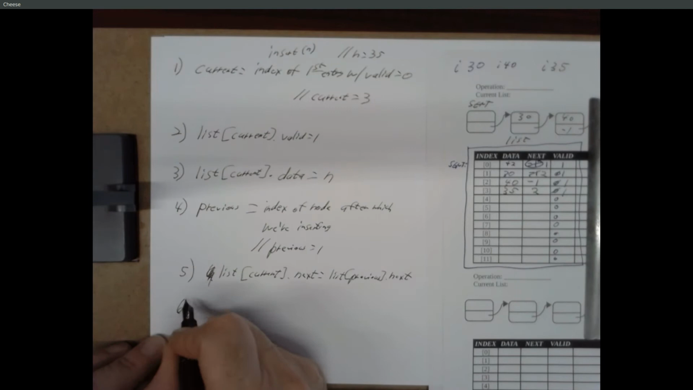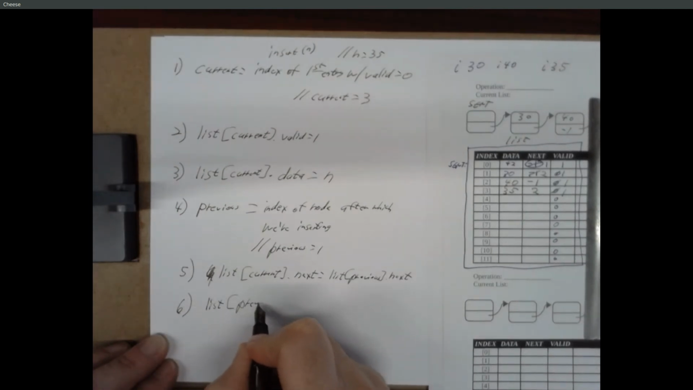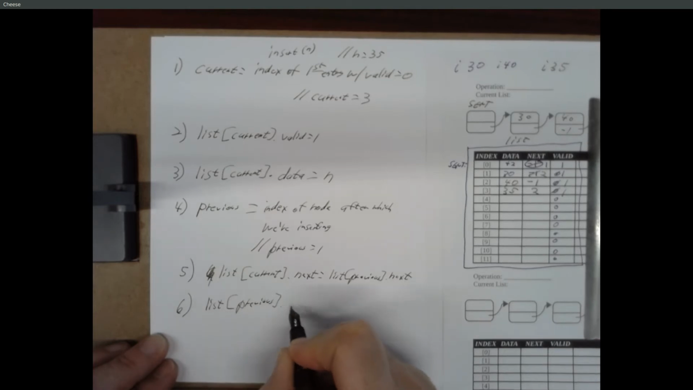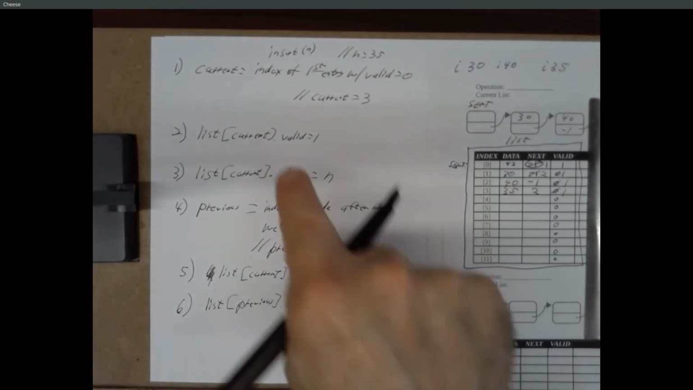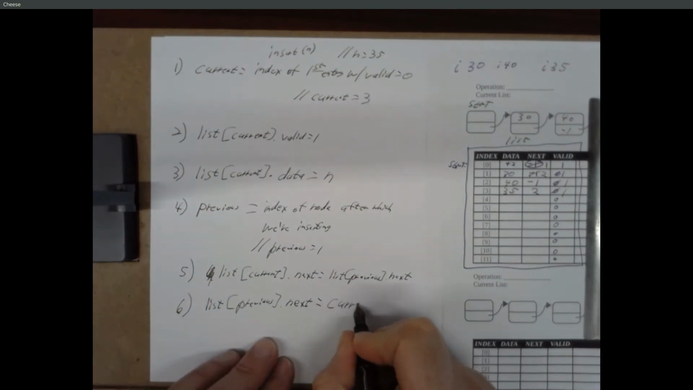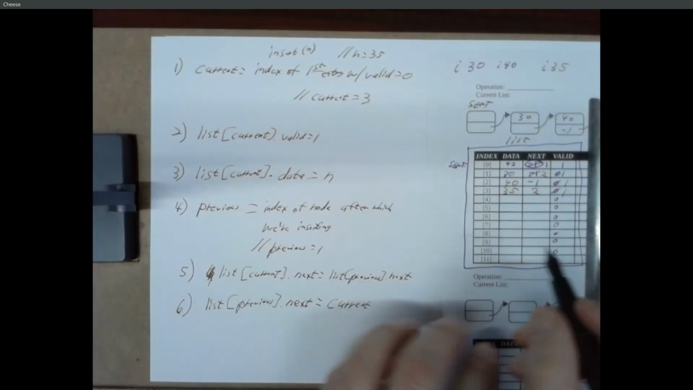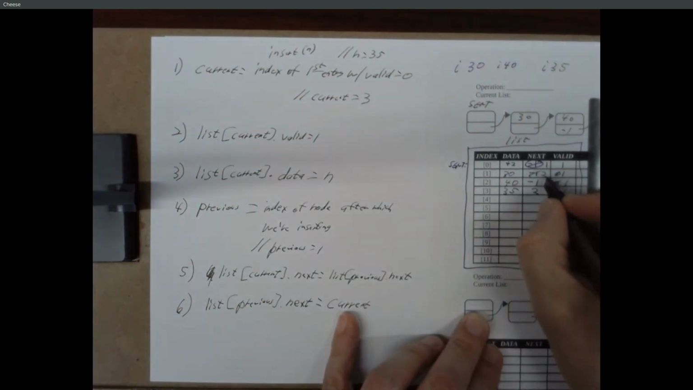So one more line of pseudocode, list bracket previous dot next. And what should that be equal to? That's just equal to current, because current is the index of our new node. So we just set that equal to current. Current is equal to 3, previous is equal to 1, so this down here changes to a 3.